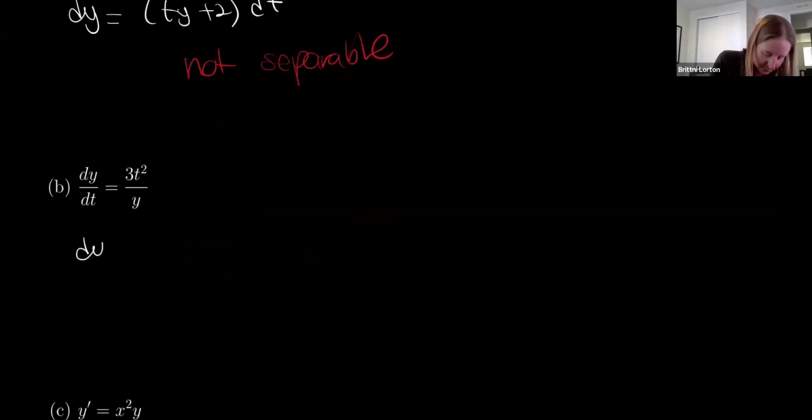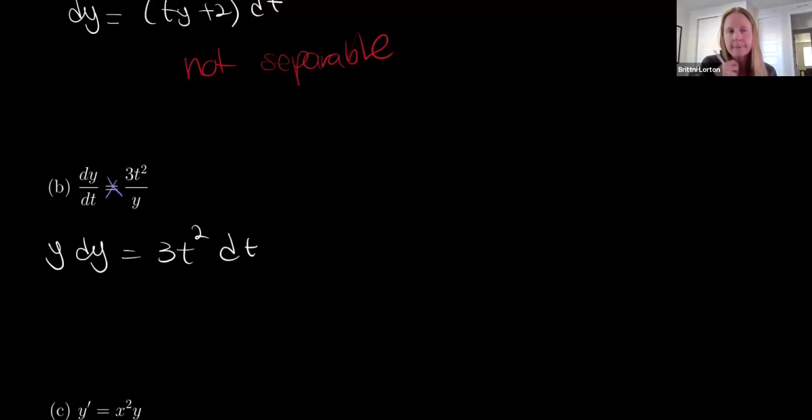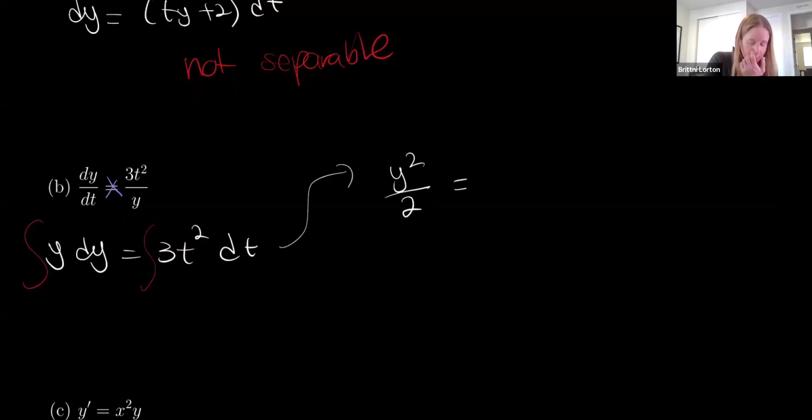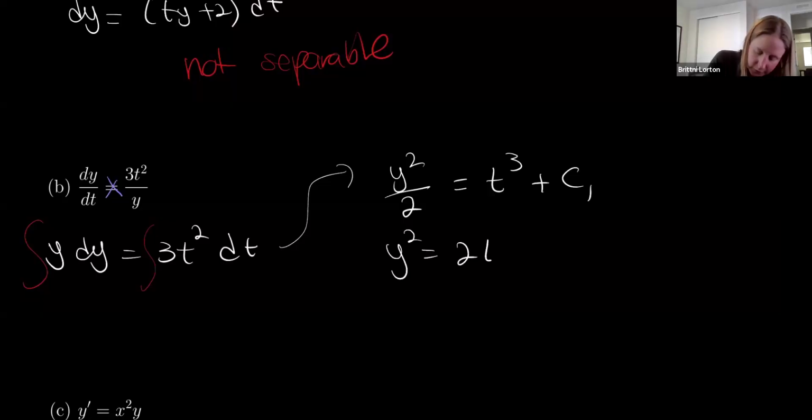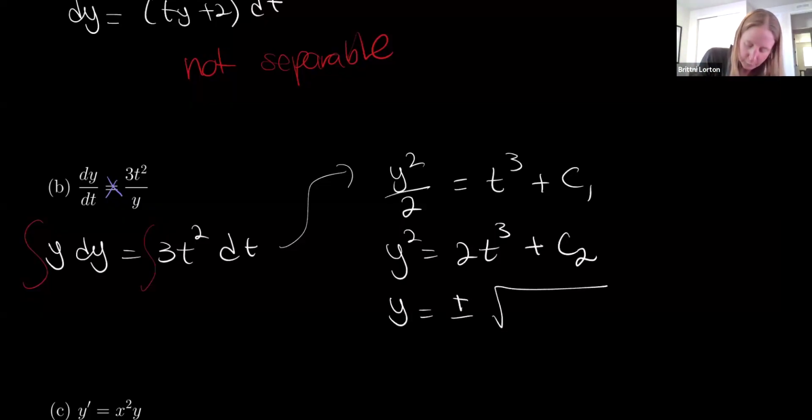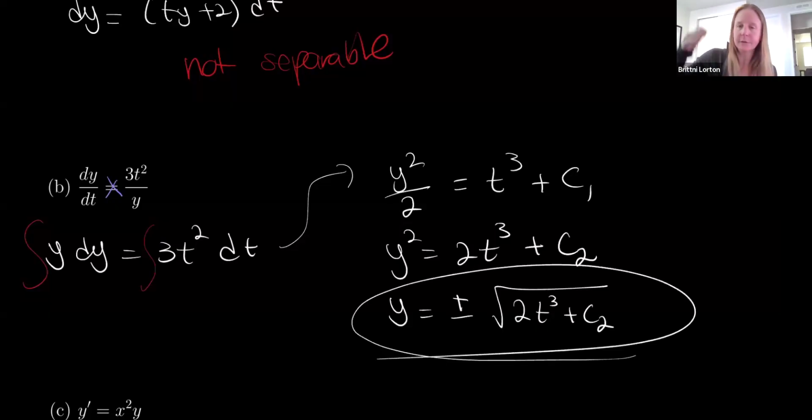This next one, I ended up with y dy equals 3t squared dt. You can think of that as cross multiplying. There was a technicality about when I took the integral of both sides of that equal sign, but it's the same kind of idea. So I ended up with y squared over 2 equals t cubed plus some constant. So y squared equals 2t cubed plus 2 times c1, which is c2. So y is equal to, don't forget, when you take the square root of both sides of the equal sign, you end up with a plus or minus. Ta-da.